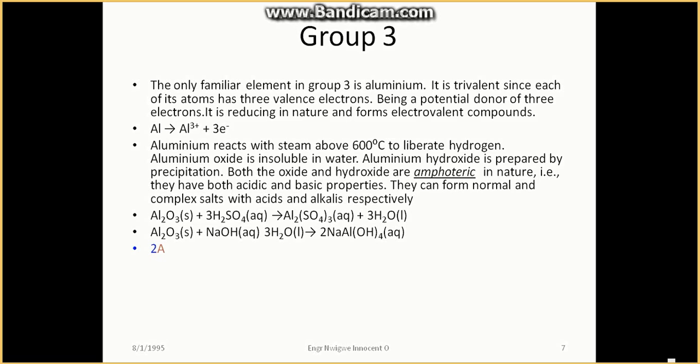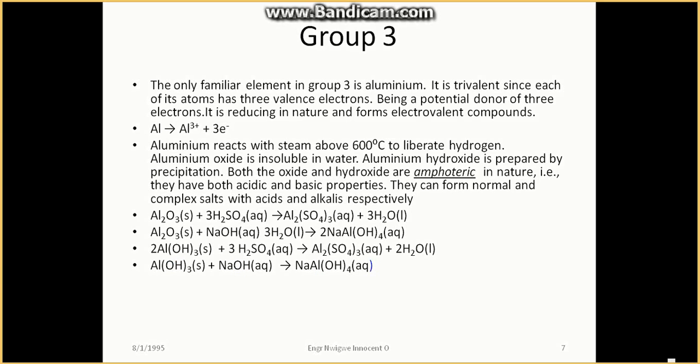2 molecules of aluminium hydroxide plus 3 molecules of tetraoxosulfate (VI) aqueous gives aluminium tetraoxosulfate (VI) aqueous plus 6 molecules of water. 1 molecule of aluminium hydroxide plus 1 molecule of sodium hydroxide aqueous gives sodium aluminium hydroxide aqueous. Aluminium trioxonitrate (V) decomposes to give oxide, oxygen and nitrogen (IV) oxide.